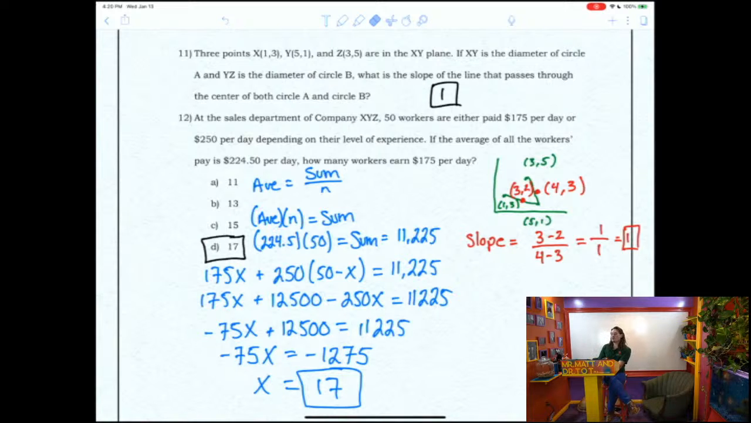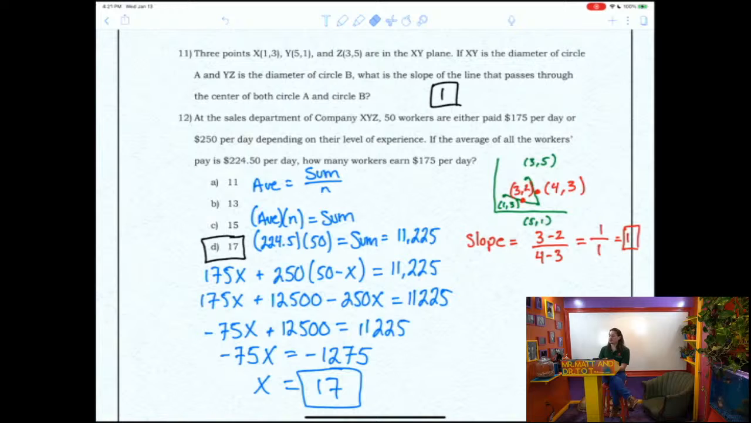Okay, so for number 11, if we roughly sketch this out, this is really helpful if you do this because it can be a little bit confusing what lines to connect. For example, if you just look at the coordinates, it might be tempting to connect X with Z because they're closer together, but that's not how it's listed here. So make sure that you get the diameters right.